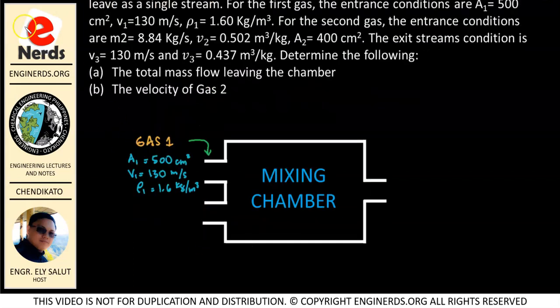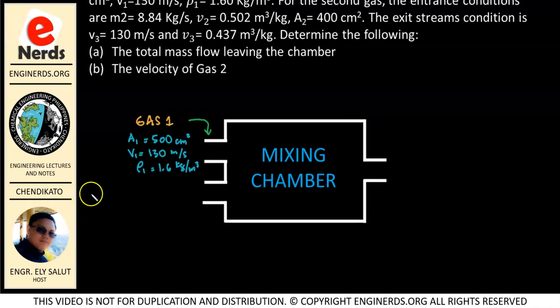And then, dito naman sa ating gas 2, we also need to identify yung mga given natin. And, of course, pumapasok siya dito sa ating second stream. No? So, i-label na natin to. Ito yung ating first stream. Ito yung ating second stream. And this is our third stream. So, dito lumalabas yung ating mixture.